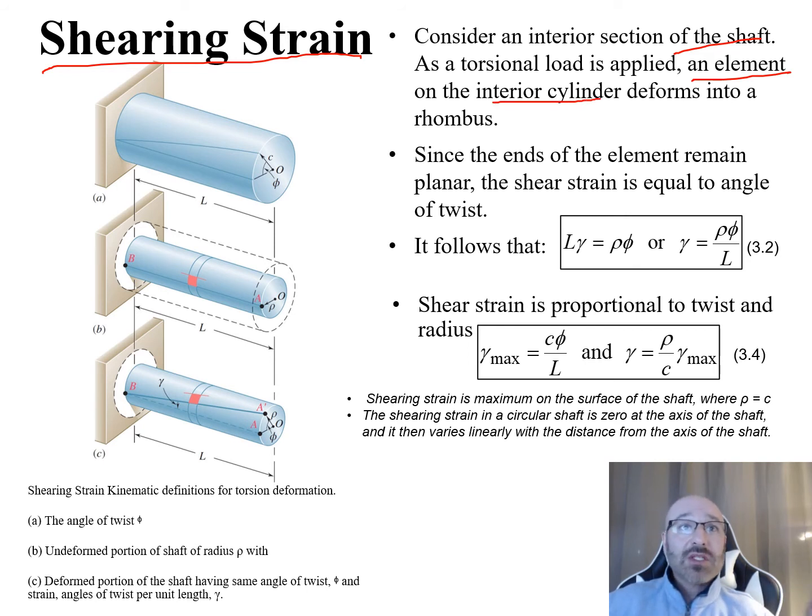In part A, we can see here's our shaft. It has some length, L, right here. You can see there's our center axis at O, our radius coming out here to the end. This is that length C when we're at the max on the surface. And we can see our phi here for our angle of twist.